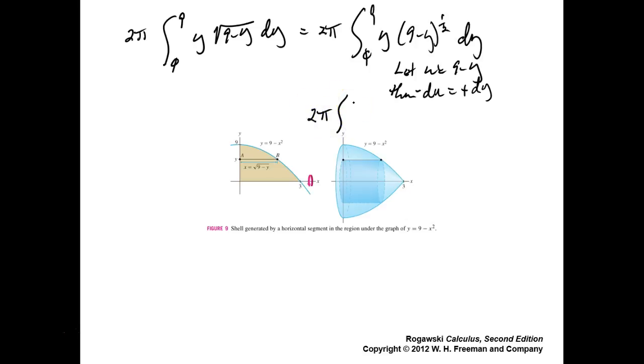Okay? And when y is equal to 0, u would be 9. And when y is equal to 9, u would be 0. Okay? But remember, we had a minus du, so you have to have a minus sign.